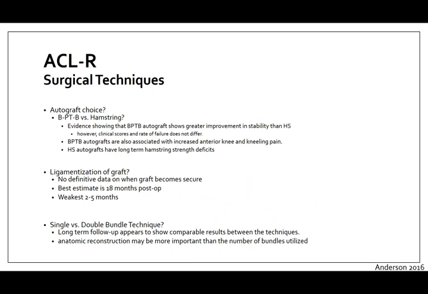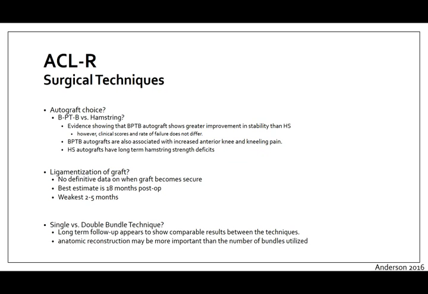So what choice in autograft? Was one better than the other? Evidence showing that bone patellar bone autograft shows greater improvement in stability of the knee than hamstring. However, clinical scores and rate of failure do not differ. And then bone patellar bone autografts are also associated, like I said, with that increased anterior knee and kneeling pain. But the hamstring autografts have long-term effects on hamstring strength. Obviously, if we're cutting out hamstring muscle, that side was likely going to be weaker for the majority of your life compared to the non-surgical side.